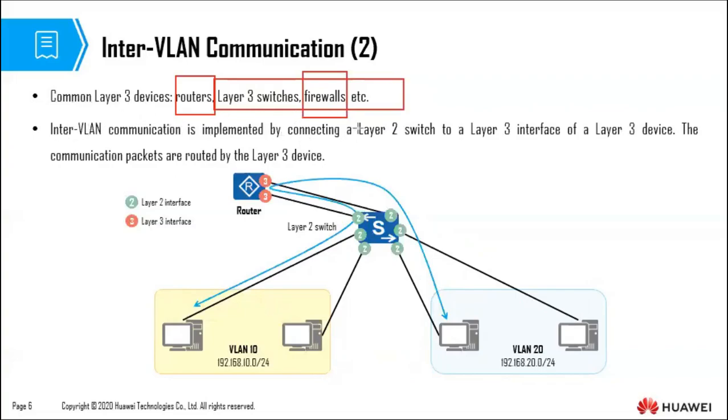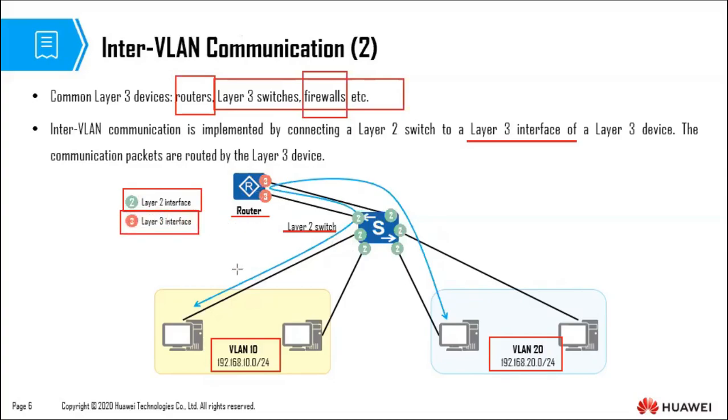Inter-VLAN communication is implemented by connecting a layer 2 switch to a layer 3 interface of a layer 3 device. As you can see here, we have a router, which is a layer 3 device, and we have a layer 2 switch. In our layer 2 switch, we have created VLAN 10 and VLAN 20. So all the interfaces on our layer 2 switch are layer 2 interfaces. On the other hand, we have layer 3 interfaces on the router. So layer 3 interfaces like that.